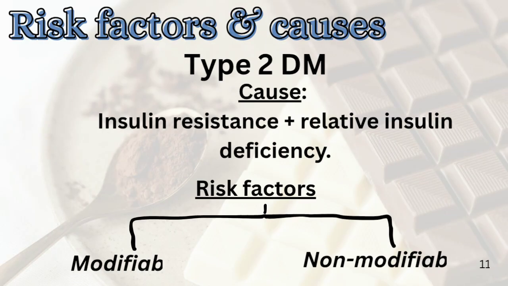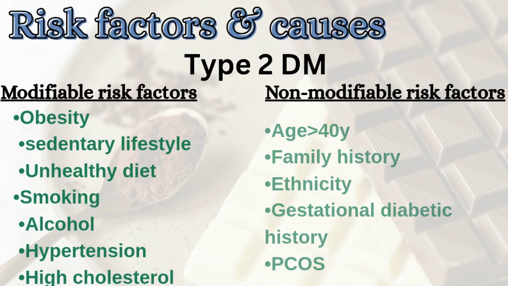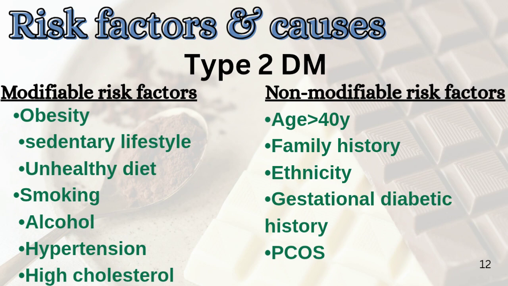Risk factors and causes of type 2 diabetes mellitus. Causes. Type 2 diabetes mellitus is caused by a combination of insulin resistance and relative insulin deficiency. Risk factors. There are two types. 1. Modifiable. 2. Non-modifiable. Modifiable factors are those we can change, such as obesity, a sedentary lifestyle, unhealthy diet, smoking, alcohol consumption, high blood pressure, and high cholesterol. By improving these, we can significantly reduce the risk of developing diabetes.